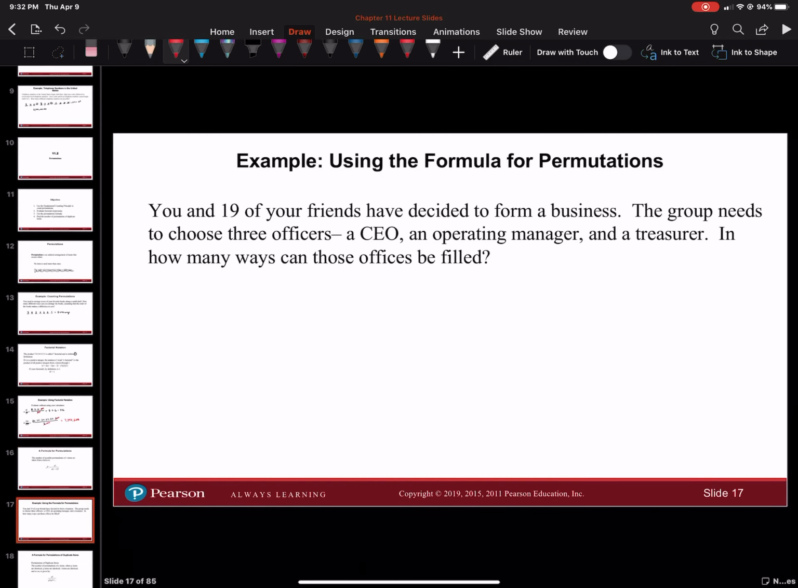So let's look at a problem. We have you and 19 of your friends decide to form a business. The group needs to choose 3 officers, a CEO, an operating manager, and a treasurer. In how many ways can those offices be filled?